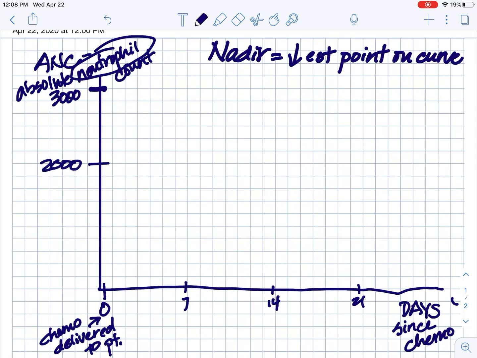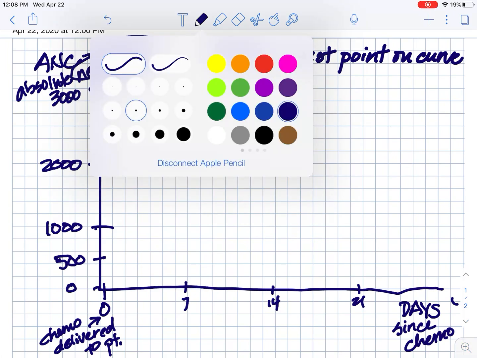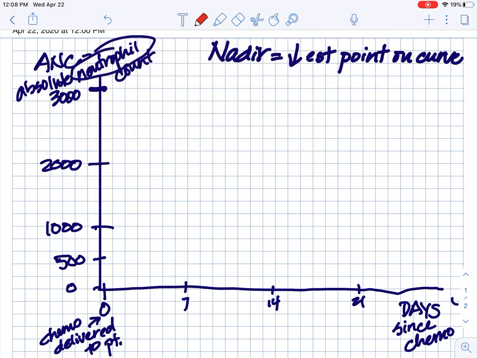Which means about a third of the way down here, we could say 2,000. This isn't exactly to scale, but you get my drift. And this is about 1,000, and let's say down here we have 500, right? ANC of 500, and then down here we can actually get to 0, okay? All right, so I'm going to go change my pen color so I can draw you a different curve.